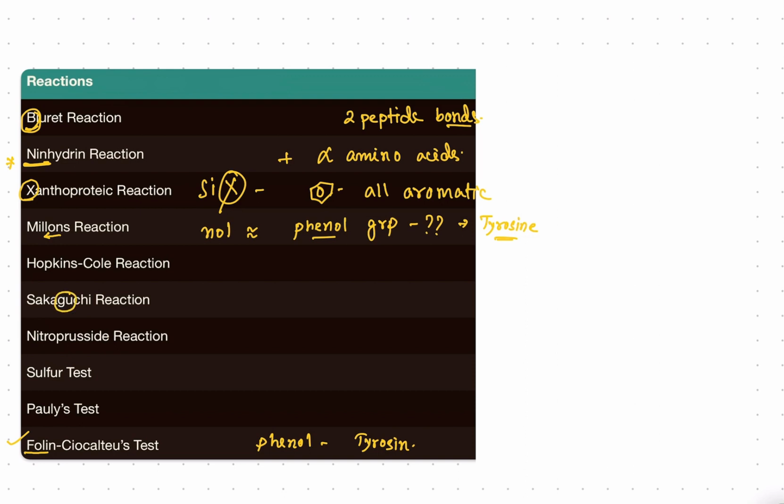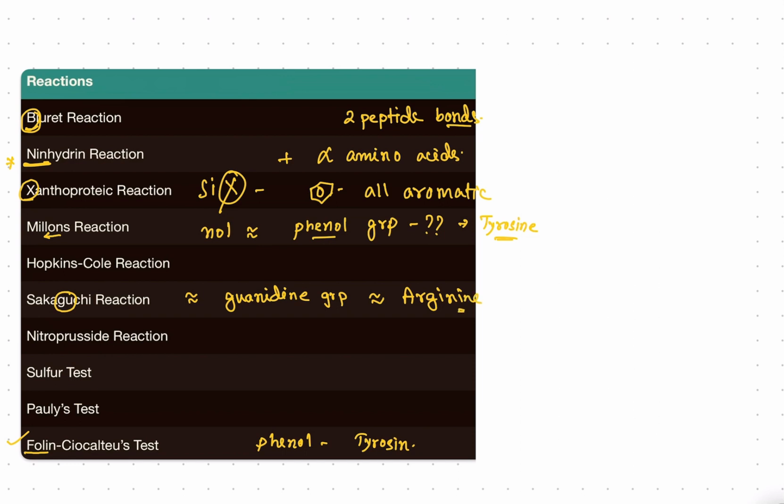Next, coming to Sakaguchi's reaction. Sakaguchi has Gu. Gu, you can remember it as guanidine group. So the amino acid having guanidine group, that is arginine, is going to give a positive test for Sakaguchi's reaction.